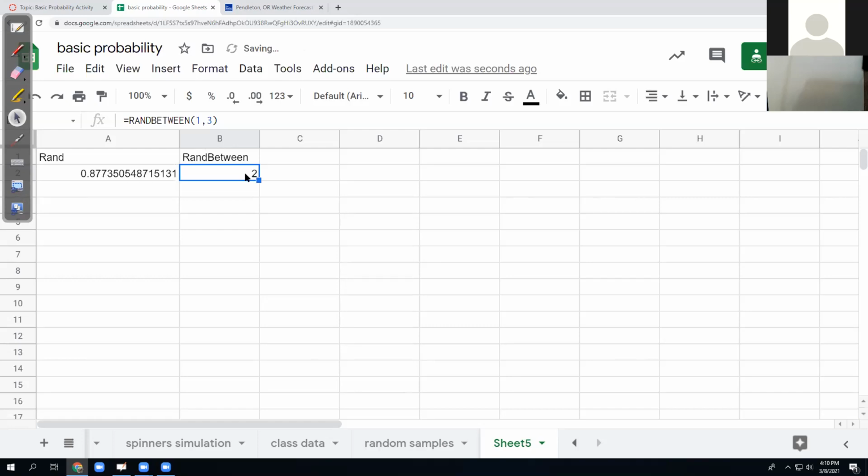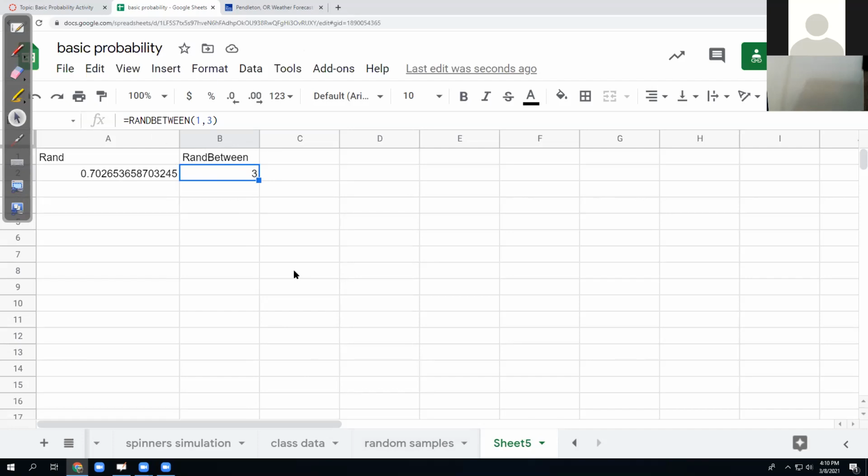But I'm either going to get a 1 or a 2 or a 3. And the theory of this function right here is if I did this a million times, I would expect to see just as many 1s as 2s as 3s. If that's a good random number generator for the rand between.